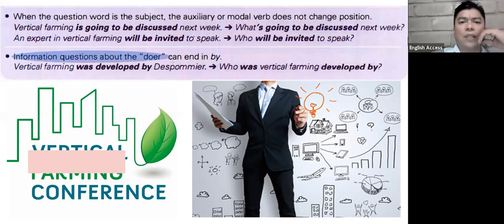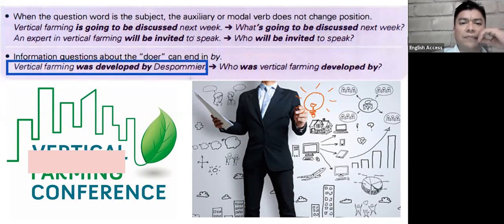Information questions with the doer and invite. What this means is that we have a simple sentence. Vertical farming was developed by Despommier. Now we're going to make the question about the person, Despommier. And the question word is who? And then we have the other part, was developed.